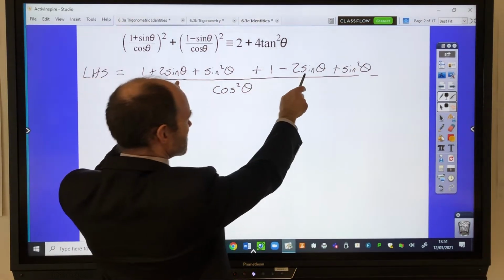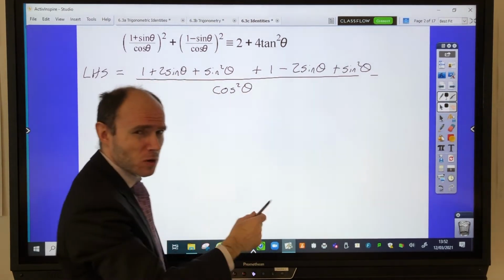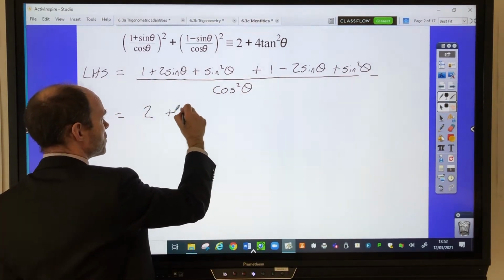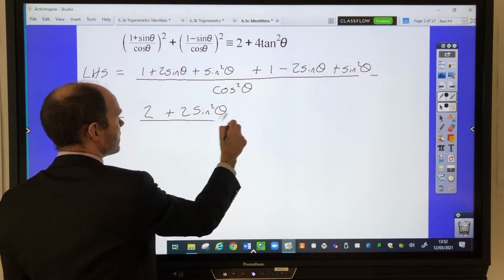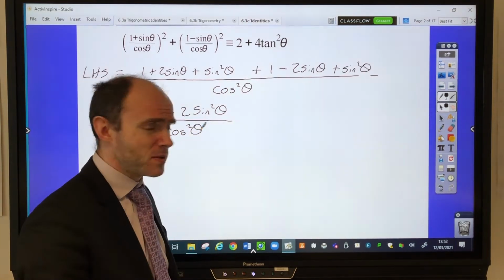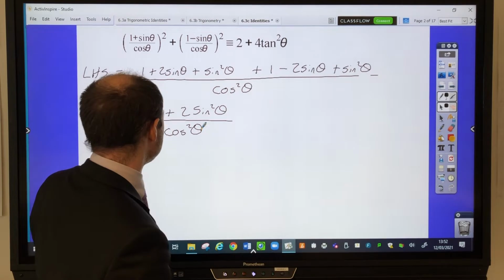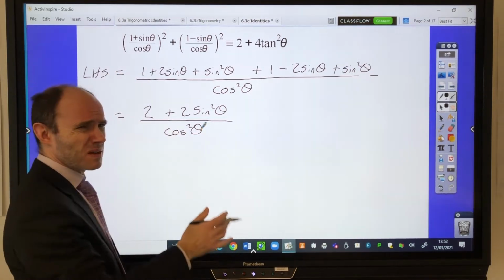2 sine theta, subtract 2 sine theta is 0, they cancel. And then that plus that, I'm going to have 2 lots of sine squared theta. So plus 2 sine squared theta. And that's all over cosine squared theta. Okay, happy with that? Right, next, I can factorise if I want, but that's not really helpful, is it?